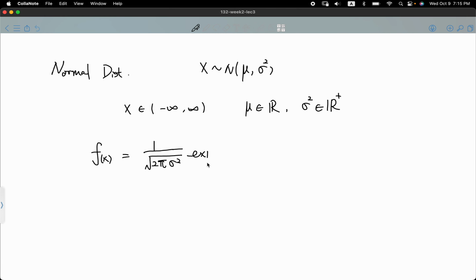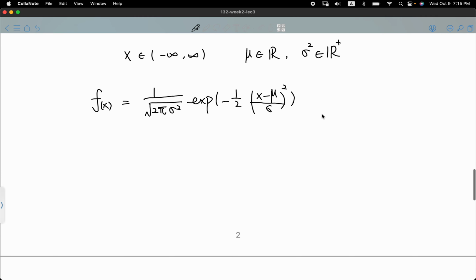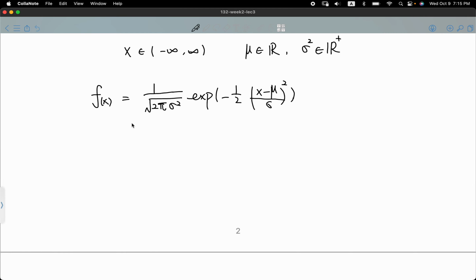And then exp of 1/2, and then x minus mu, and then sigma, and then this together, taking the square, closing the parenthesis. So this is for a random variable x that follows a general normal distribution. And there's also a special case, which is called the standard normal.